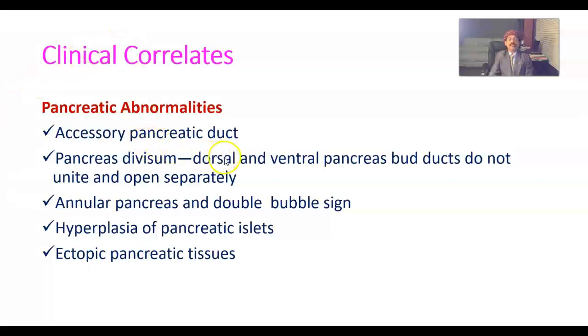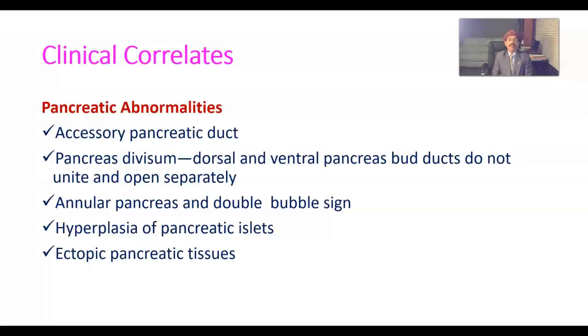Pancreas divisum: the dorsal and ventral pancreatic bud ducts do not unite and open separately. So the duct of the ventral pancreatic bud will not unite with the duct of the dorsal pancreatic bud, and they will separately open into the second part of the duodenum. So that may happen.